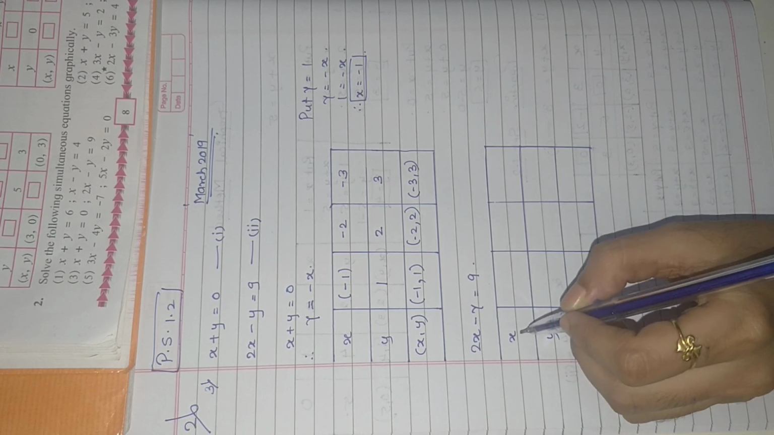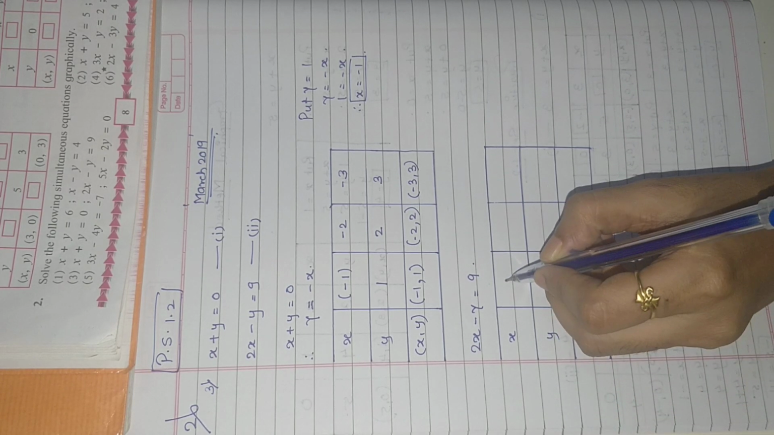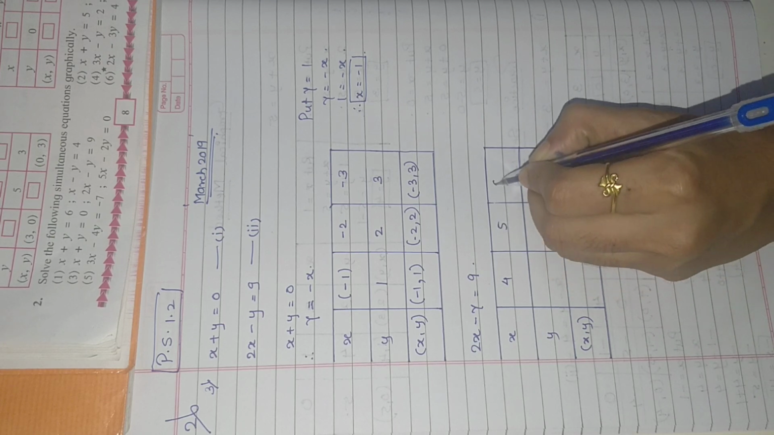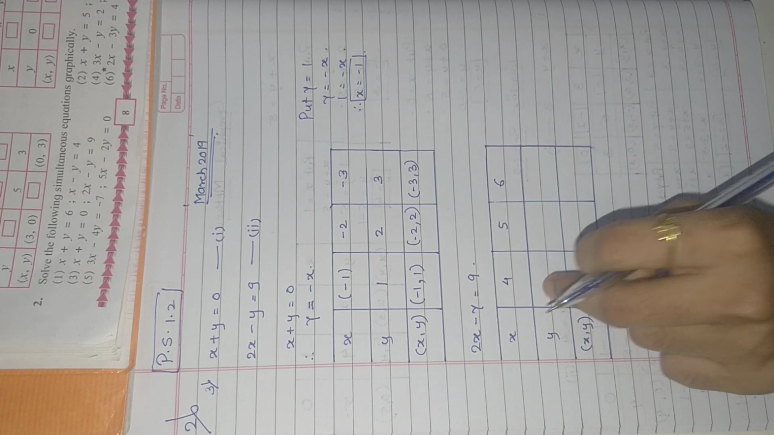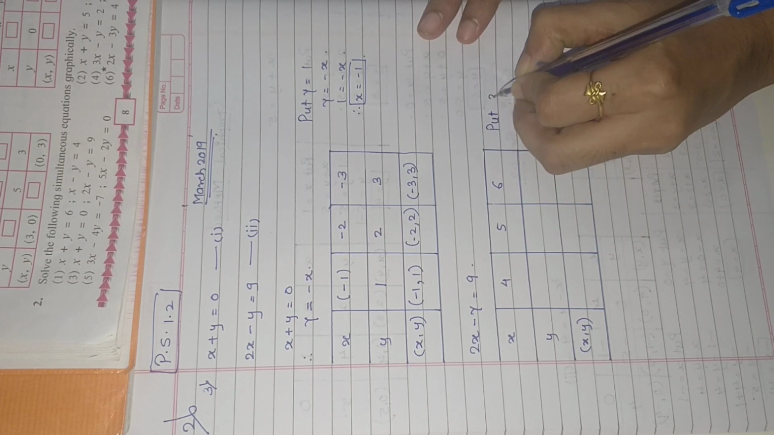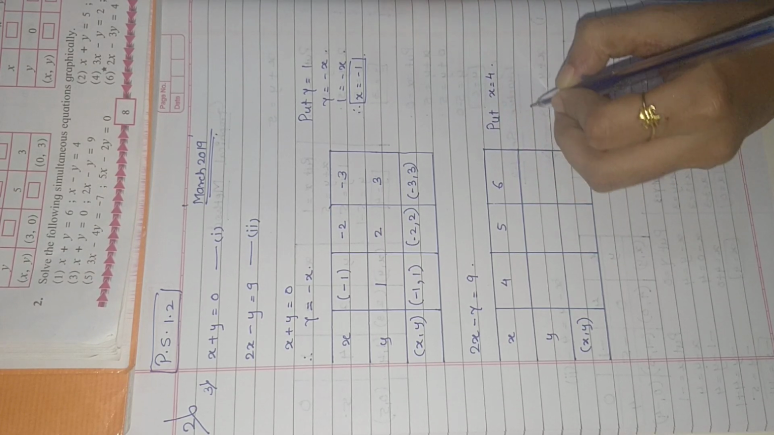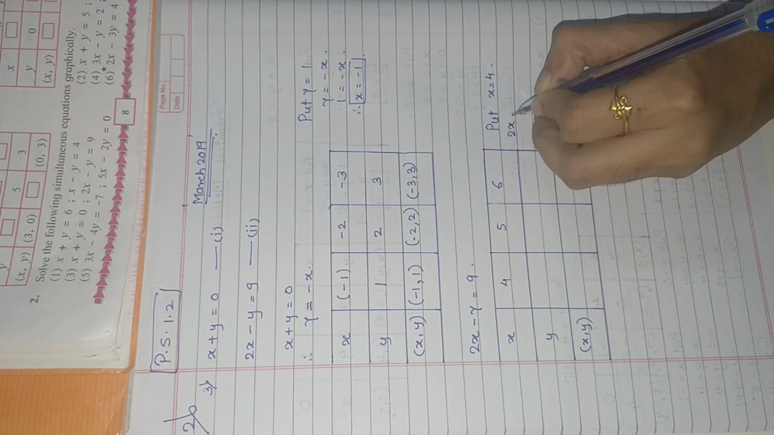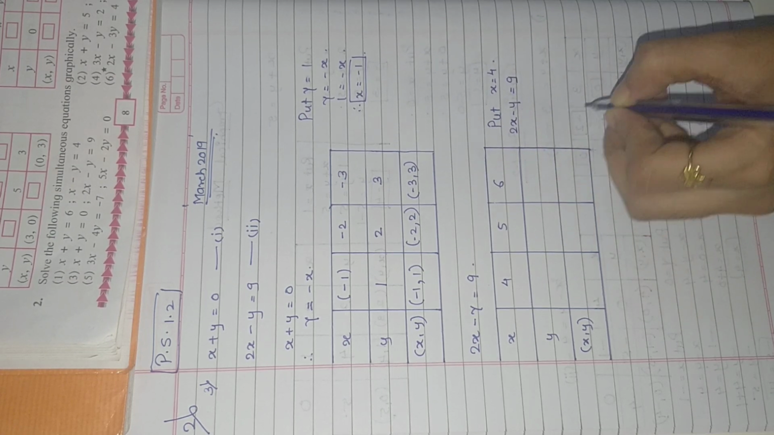Clear? So specifically, I'll assume here 4, 5 and 6 for x. You'll get to know why. So let's put the value first. Put x is equal to 4. So see, in the equation 2x minus y is equal to 9.